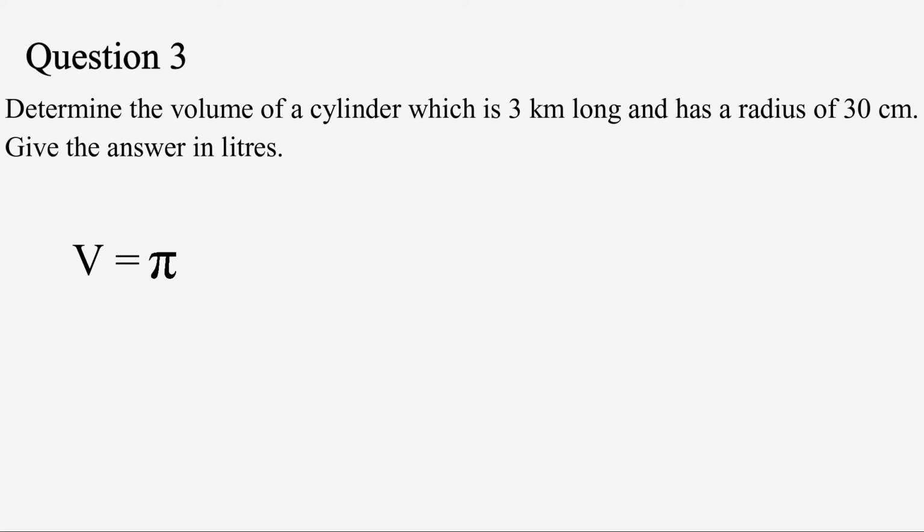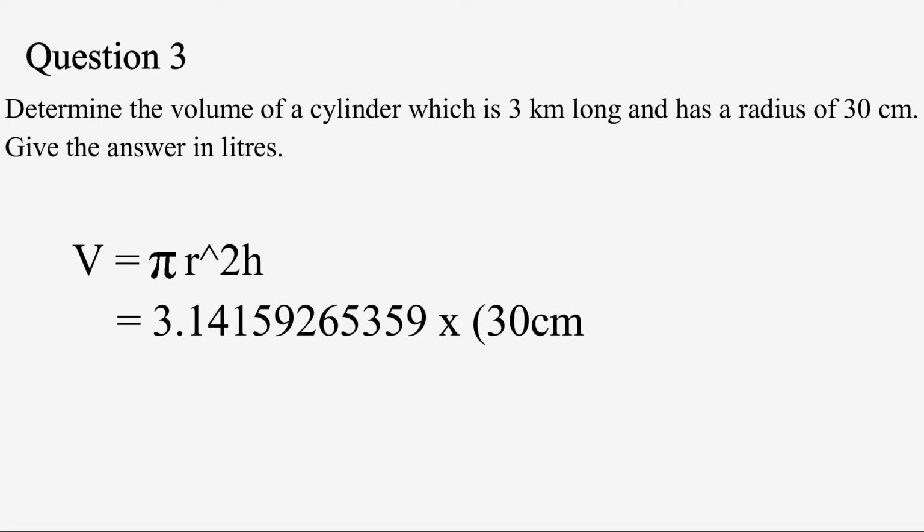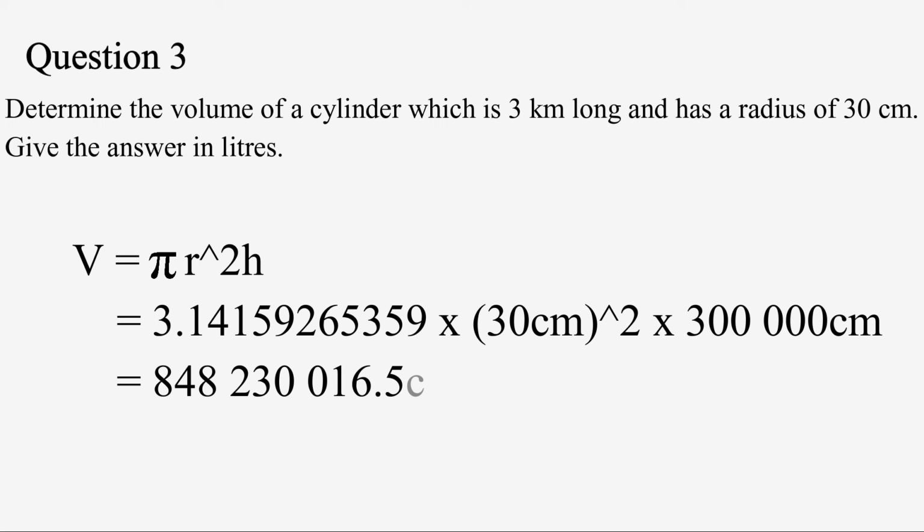And also pi is equal to 3.14159265359. Okay, and our formula is V equals pi r to the power of 2 times h, which is equal to 3.14159265359 times 30 to the power of 2 times 300,000. Multiply all that together, that'll give us 848,230,016.5 centimeters cubed.